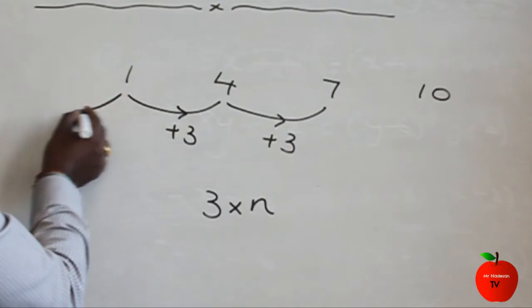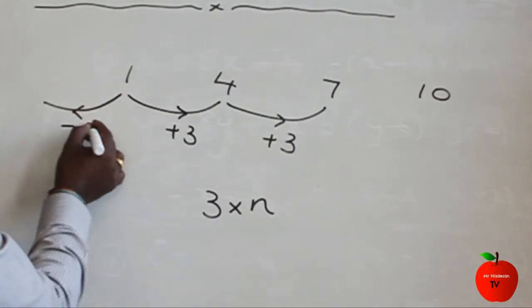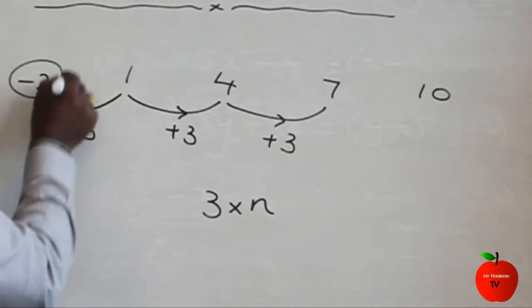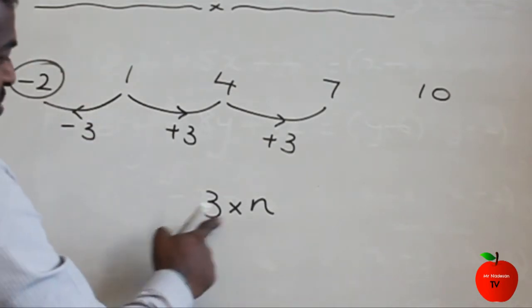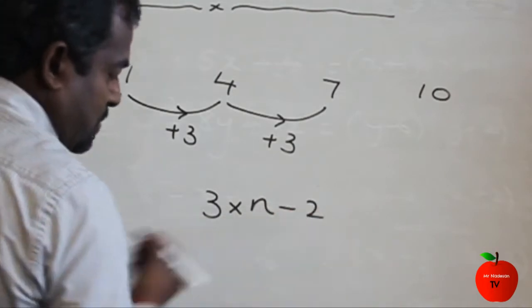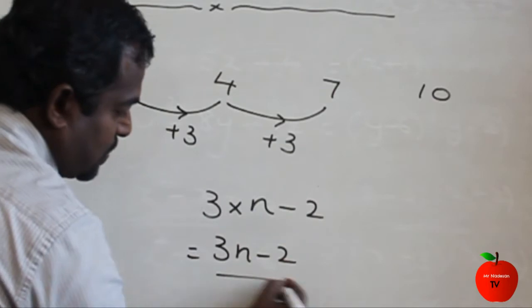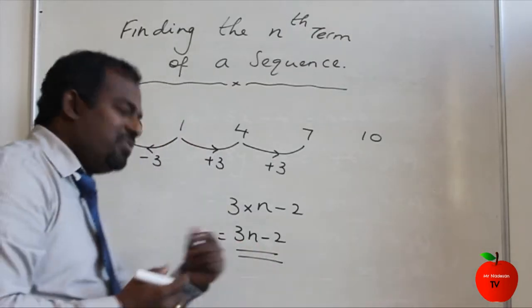And now you're looking for the opposite: plus 3 becomes minus 3. So 1 minus 3 is minus 2. So your nth term is 3 times n, then minus 2. When you simplify, that's 3n minus 2. That's your nth term.